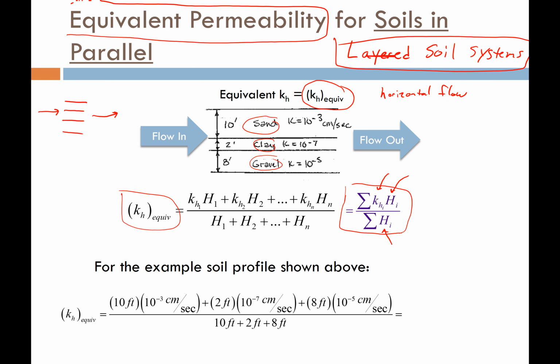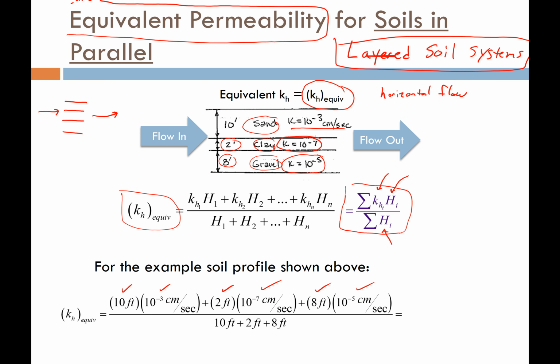So for an example up here, what I have for my thickness of soil layer 1, this first sand, is 10 feet thick, and it has a conductivity of 10 to the minus 3 centimeters per second. My second layer is clay that's 2 feet thick, and it has a conductivity of 10 to the minus 7 centimeters per second. My third layer is 8 feet thick, and it has a conductivity of 10 to the minus 5 centimeters per second.